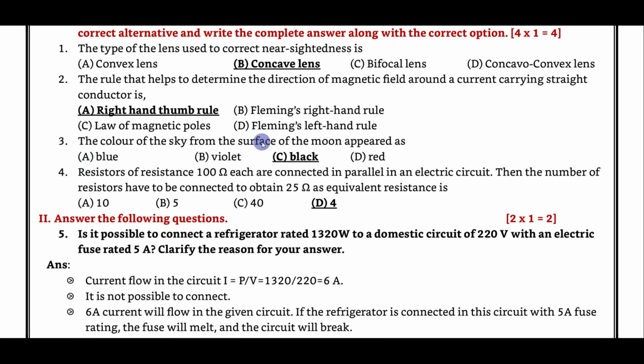The color of the sky from the surface of the moon appears as what? Black. Resistors of resistance 100 ohm are connected in parallel in an electric circuit. Then the number of resistors to be connected to obtain 24 ohm as equivalent resistance is option D, it is 4. Using the formula 1/Rp = 1/R1 + 1/R2 + 1/R3 + 1/R4, we will get the answer.